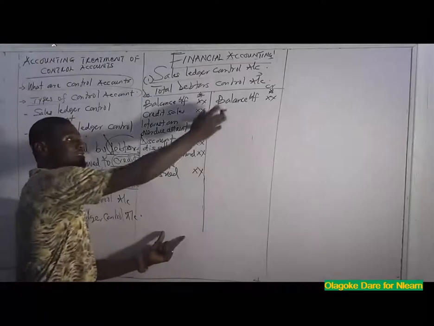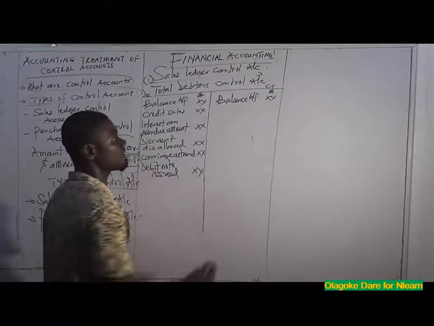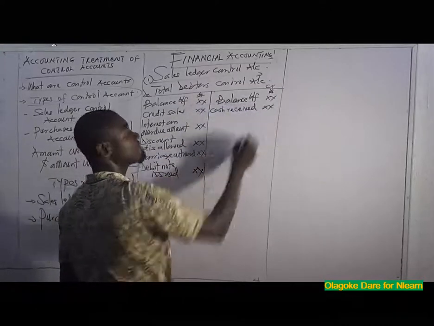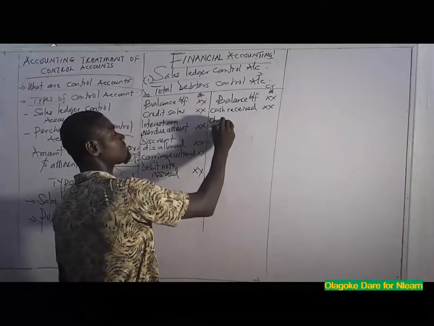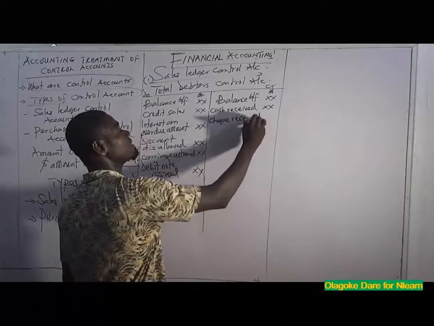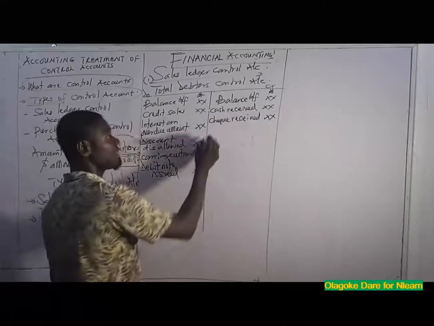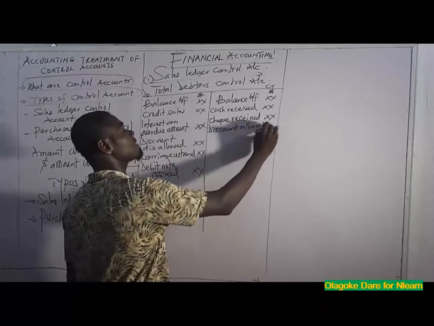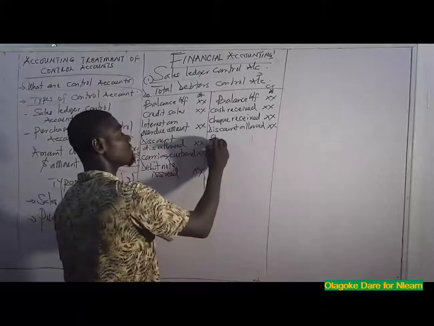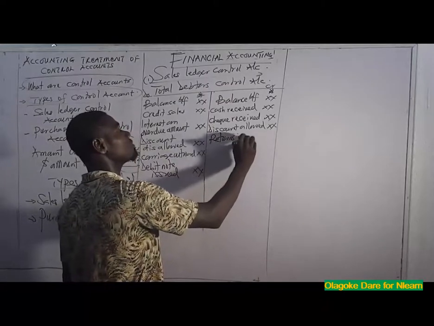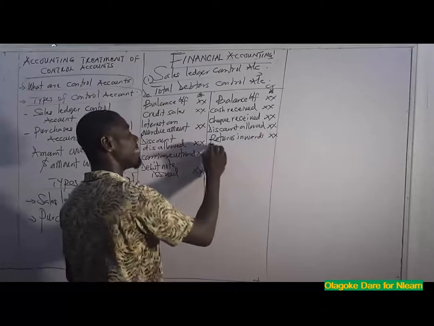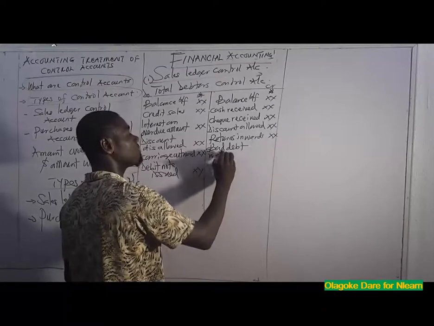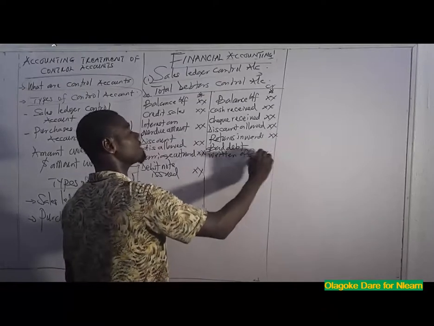Okay? Now let's look at things that will reduce the debt of customers. Number one is cash received. It will reduce the debts. Cheque received will reduce the debt of customers. Alright? Discounts allowed will reduce the debt of customers. Returns inward will reduce the debt of customers. Bad debts written off reduce the debt of customers.